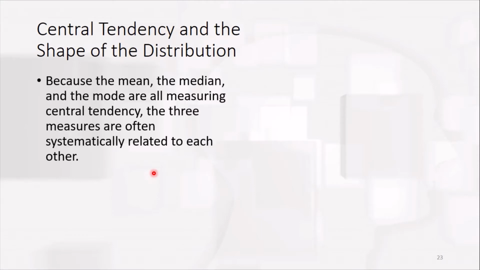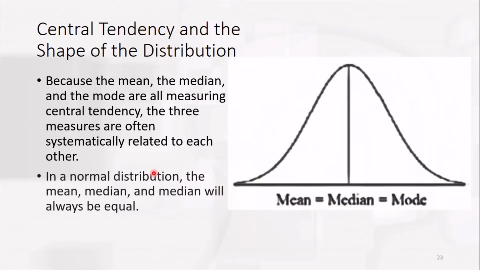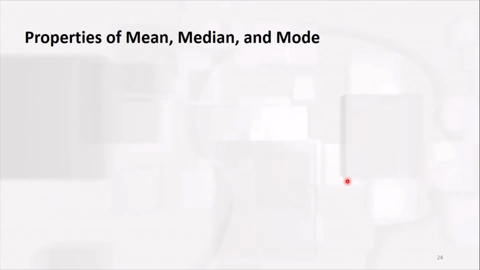Okay? Now, let's have the central tendency in the shape of the distribution. Because the mean, the median, and the mode are all measuring central tendency, the three measures are often systematically related to each other. And in a normal distribution, the mean, median, and mode will always be equal. Take note, pagka normally distributed or in a normal distribution, lahat ng measures ng central tendency will be equal. Take note of that.